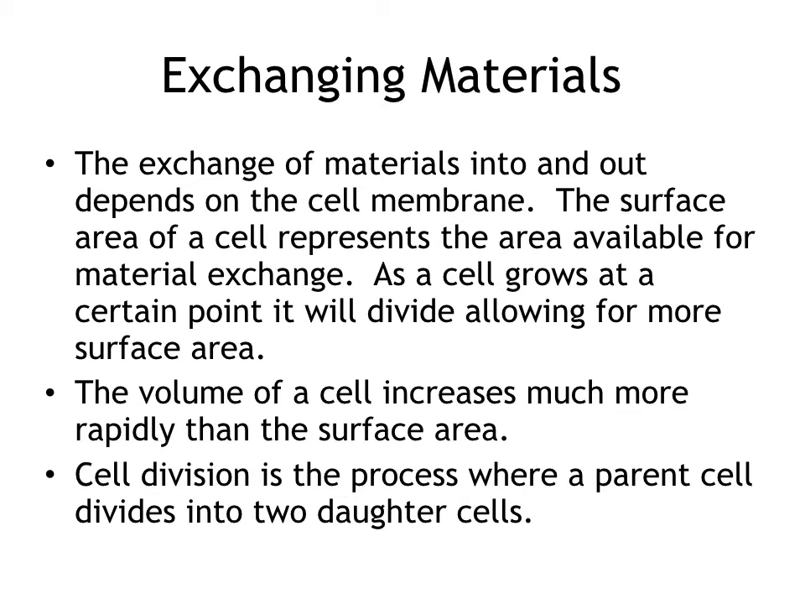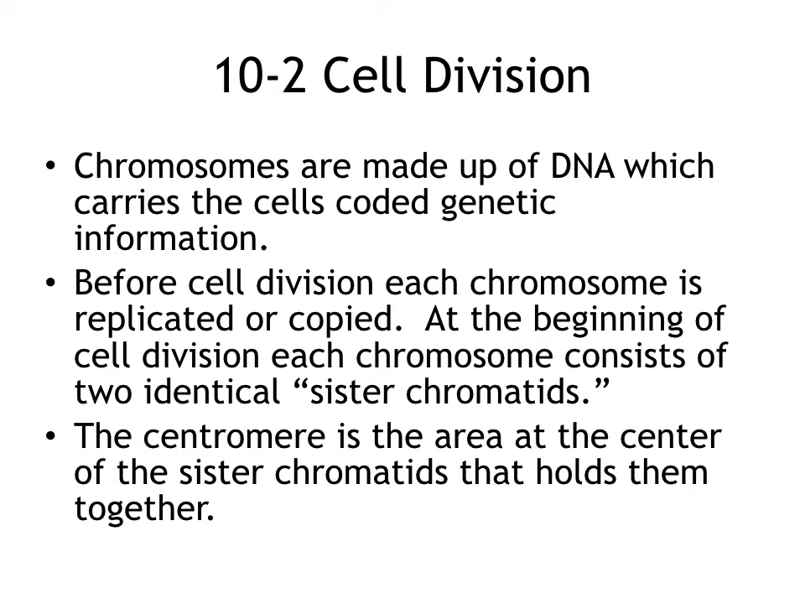So let's talk about that cell division right here. Chromosomes are made up of DNA, which carries the cell's coded genetic information. Before each division, each chromosome is replicated or copied. At the beginning of cell division, each chromosome consists of two identical sister chromatids, and the centromere is the area at the center of the sister chromatids that holds them together.